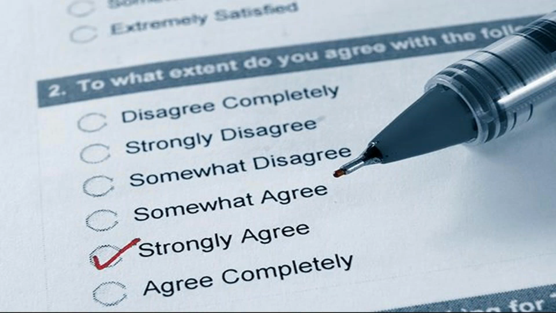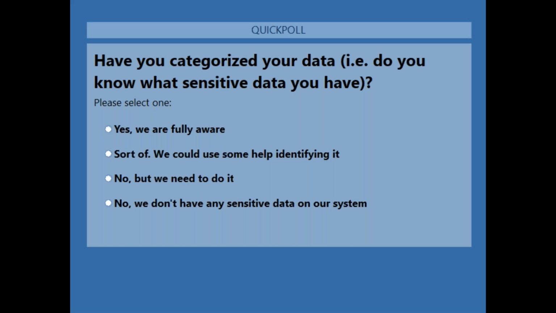All right, let's do a quick poll. I'm going to launch that for you guys. And I'm actually curious if you've ever categorized your data. We're talking about sensitive data on a server. I'm curious if any of you have gone through and identified whether you're fully aware of all of the sensitive data on your system, or if you know generally but might need some help identifying it.